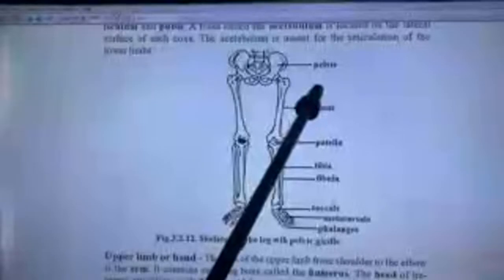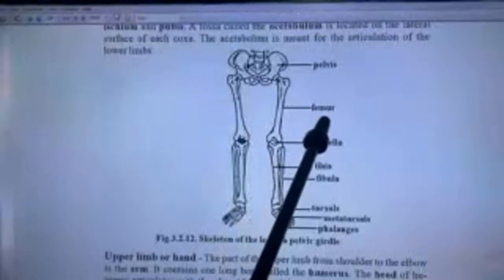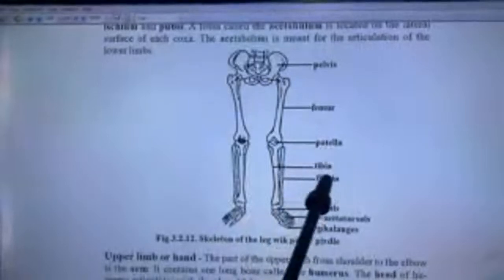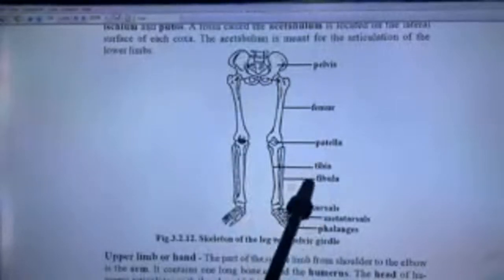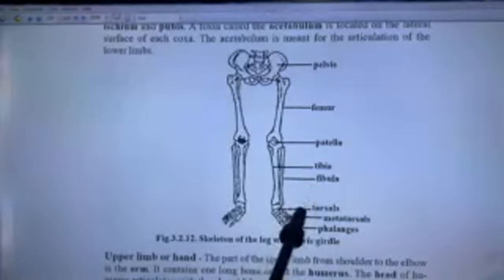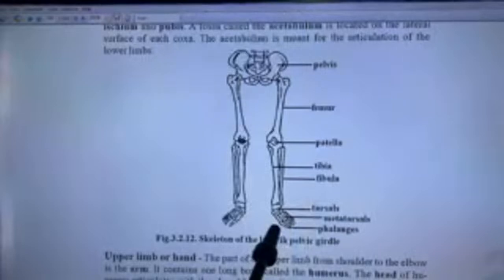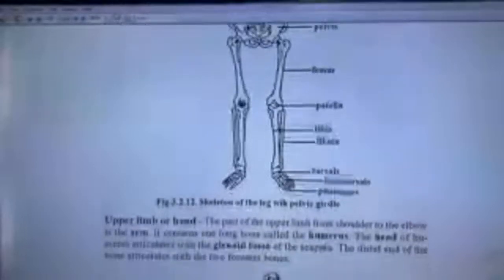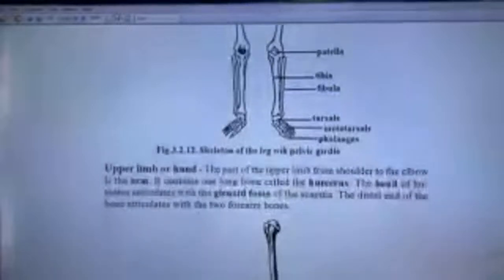Pelvis, femur, patella, tibia, fibula, tarsals, metatarsals, phalanges. Skeleton of the leg with pelvic girdle.